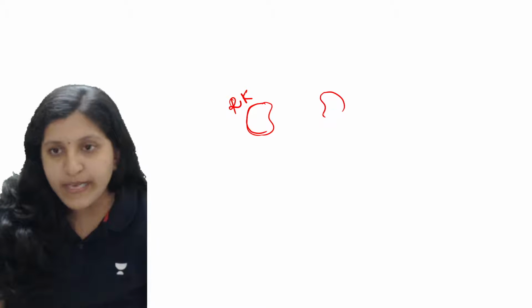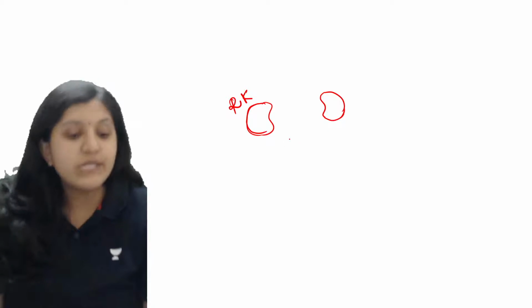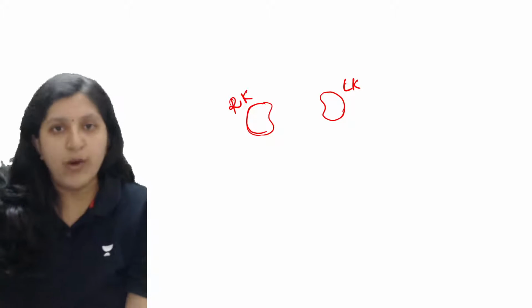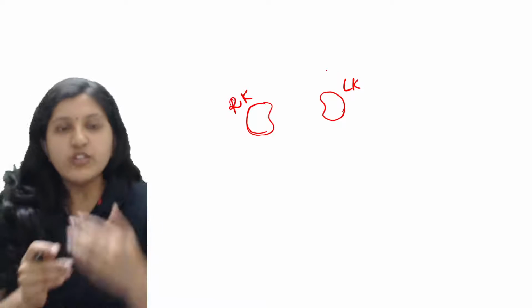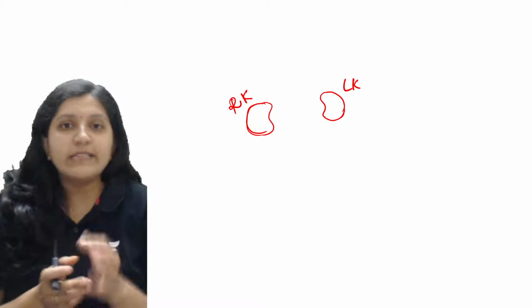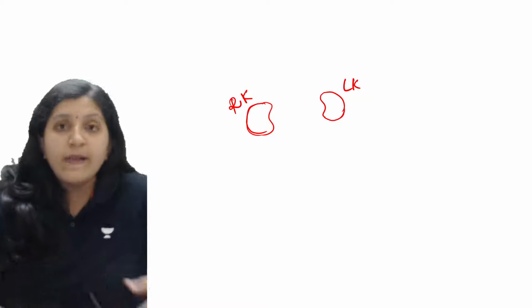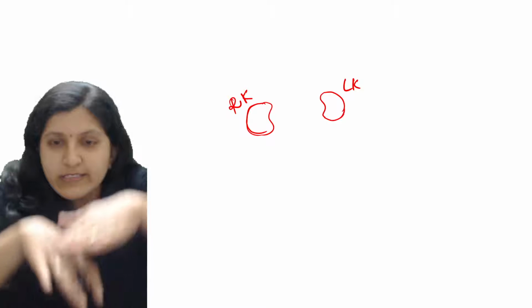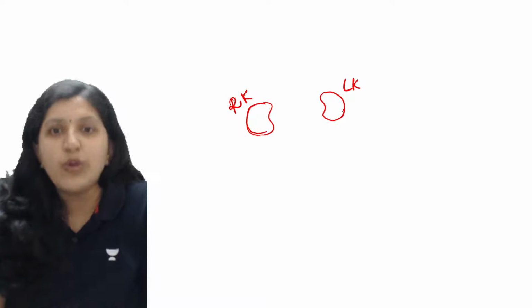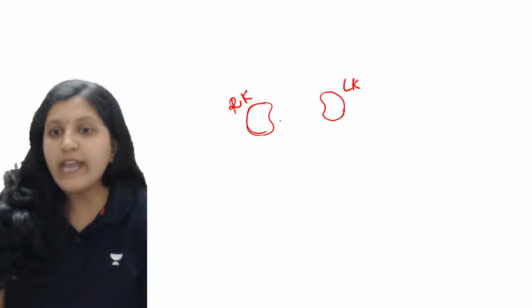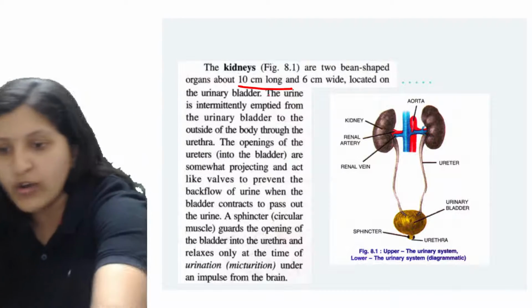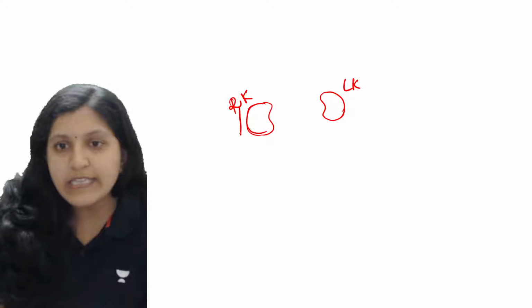This is for a complete excretory system. Just make sure that you draw the left kidney slightly above the right one. That is because on this side there is a diaphragm, the lung, and the liver is located, so there is pressure. The right kidney is somewhat lower as compared to the left one. Each kidney is about 10 centimeters long.